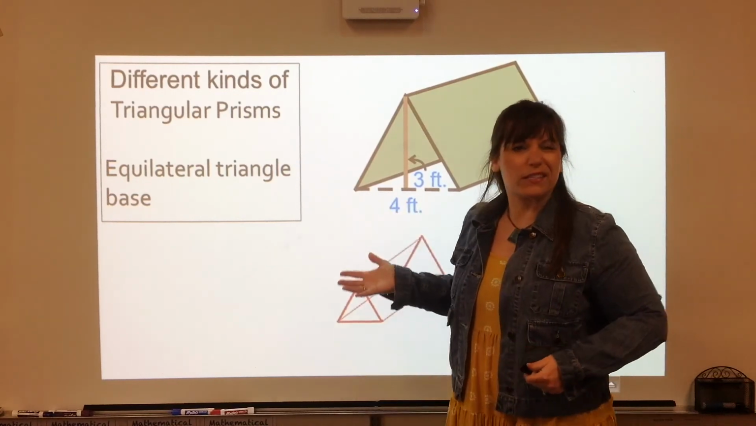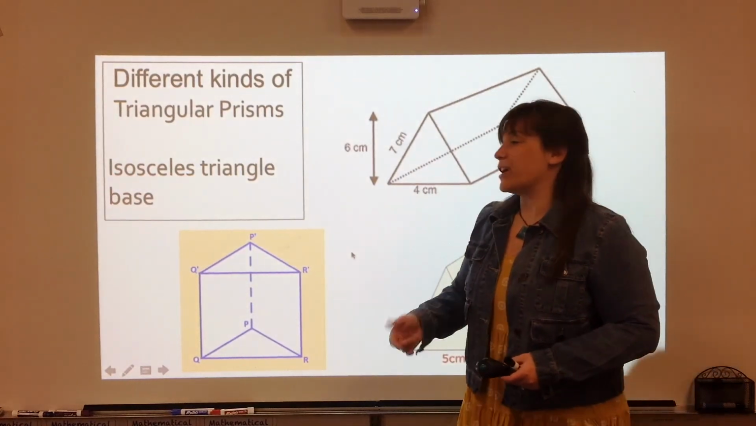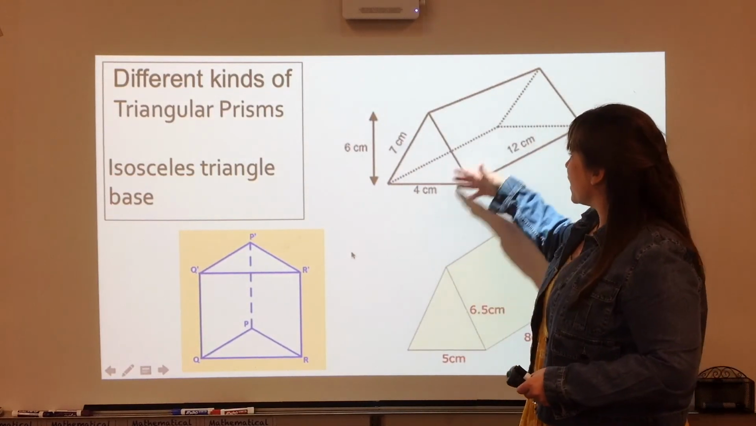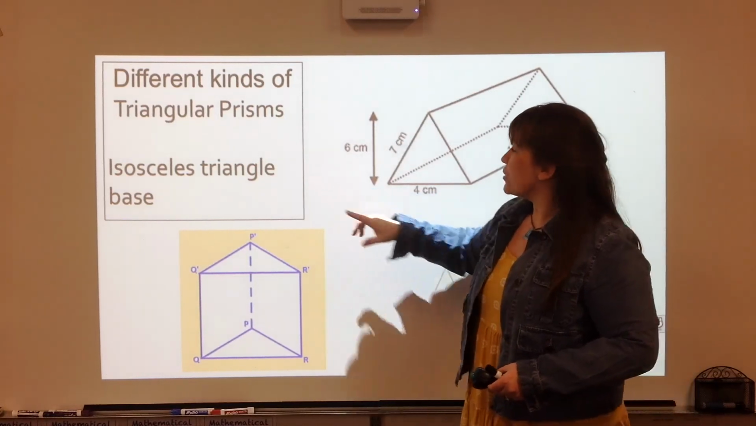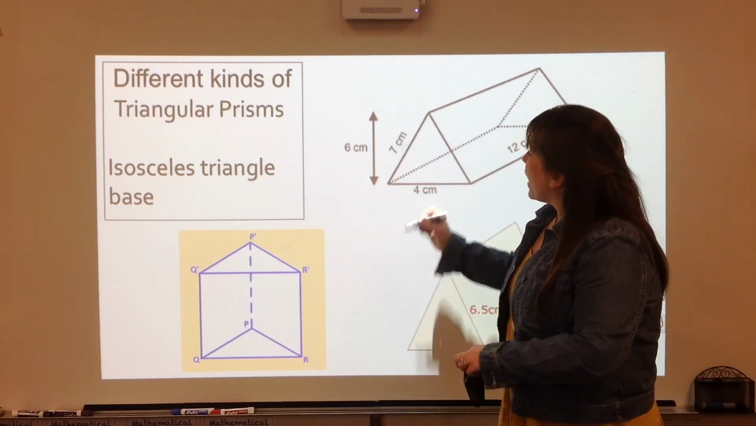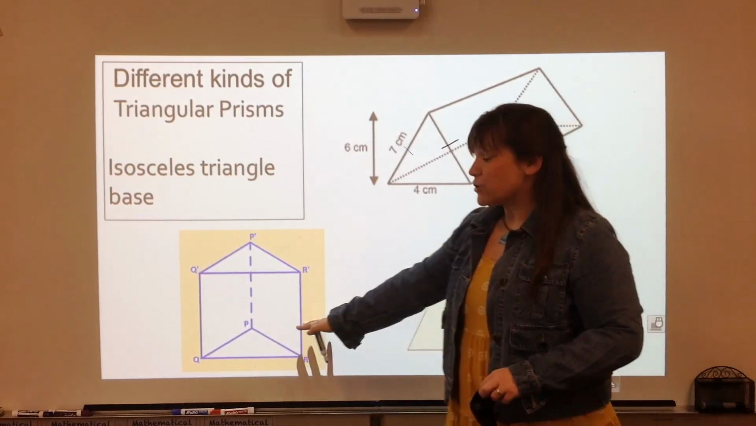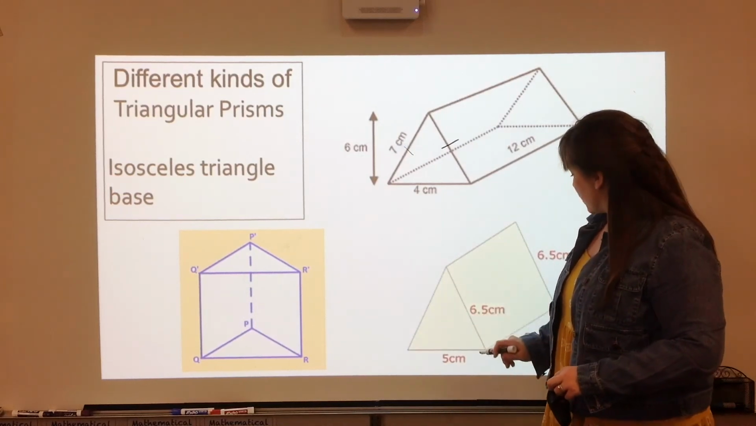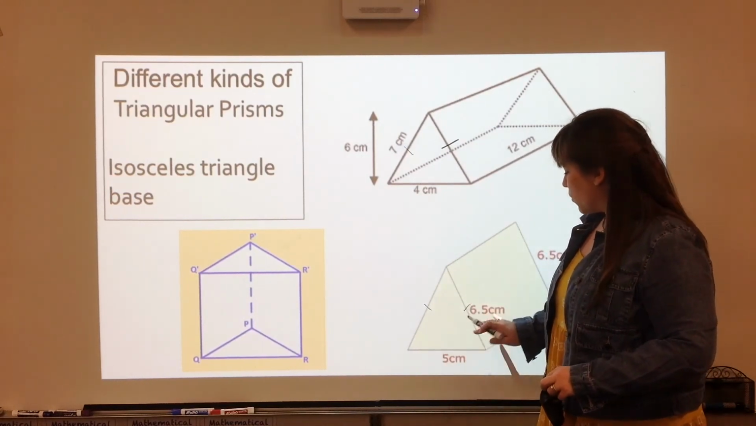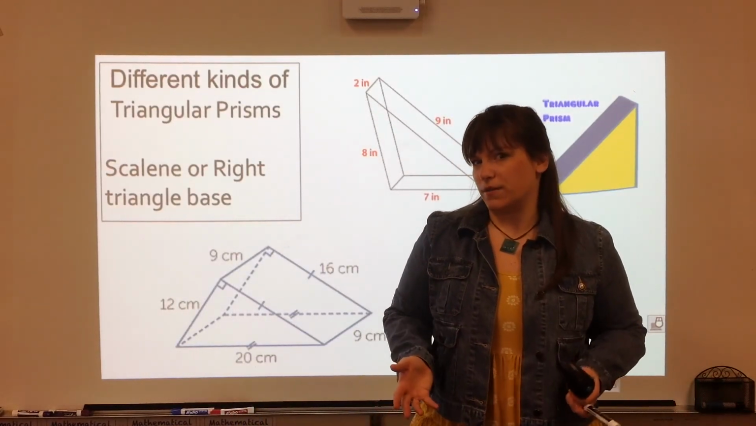Often it's referred to as a tent, and you'll see it on its side. Another kind of triangular prism you'll see, often again on its side tipped over, is an isosceles triangle, meaning that two of the sides are the same, and sometimes you will see it on end. This is another one where this side and this side are both 6.5. The other type is when all of them are different.